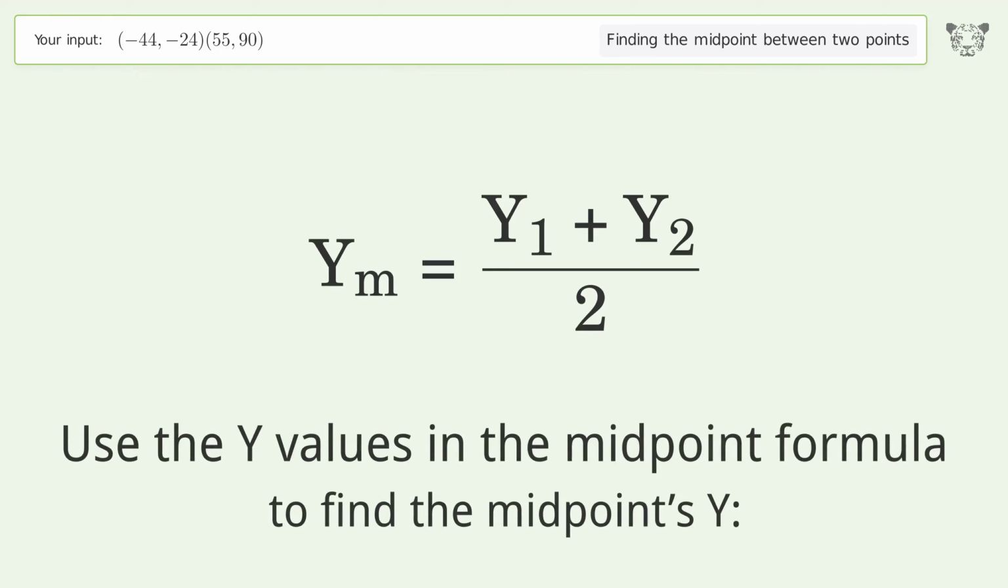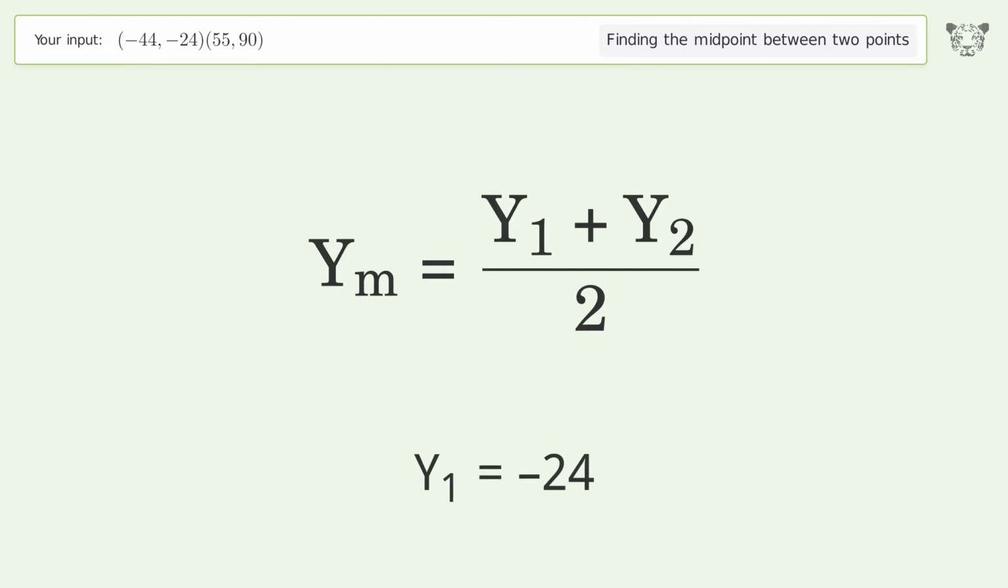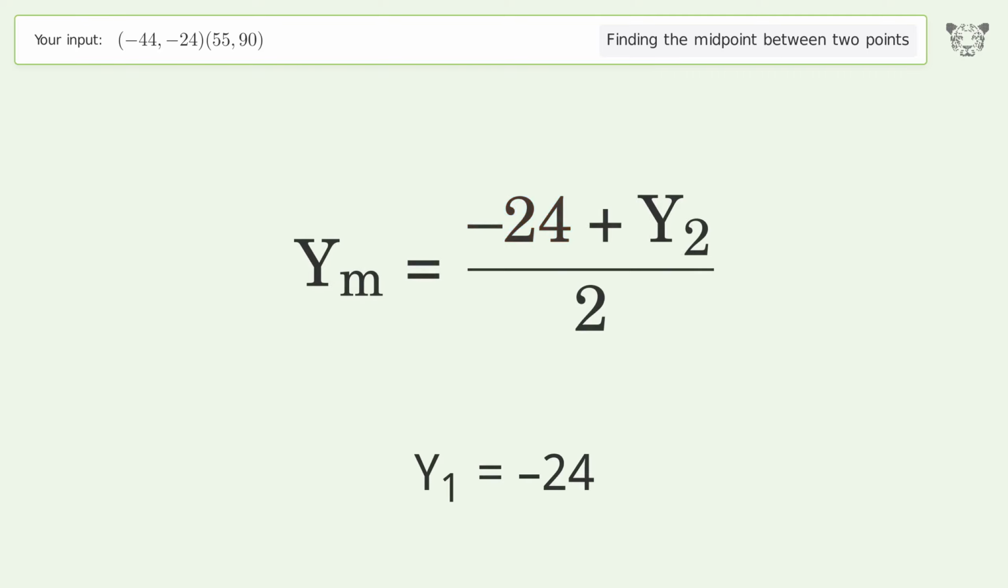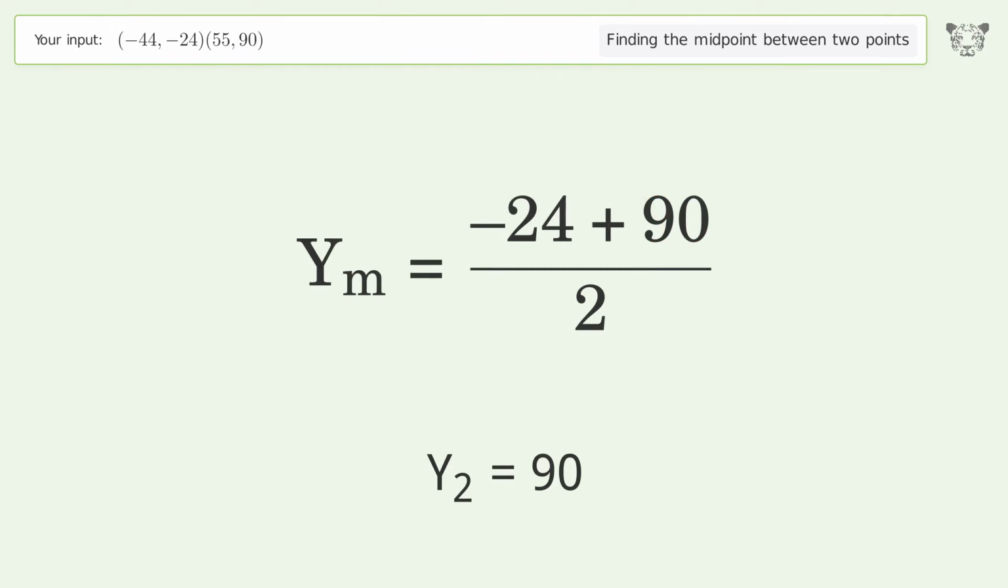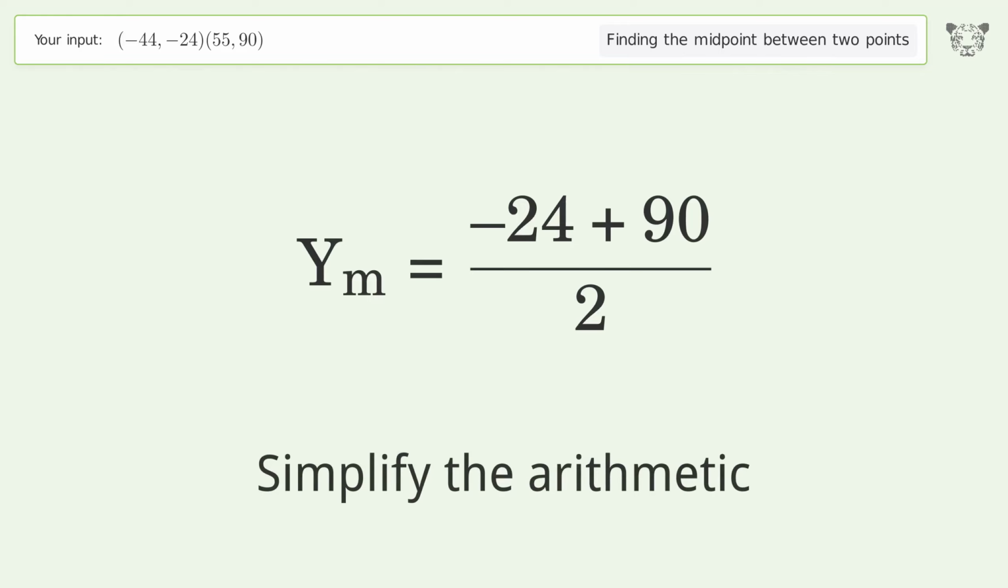Use the y values in the midpoint formula to find the midpoints y. y1 equals -24. y2 equals 90. Simplify the arithmetic.